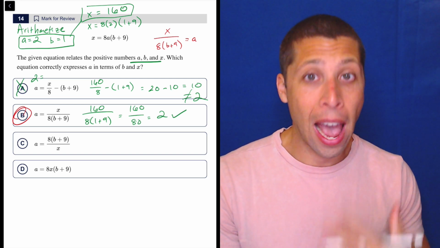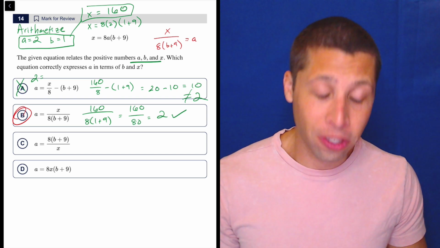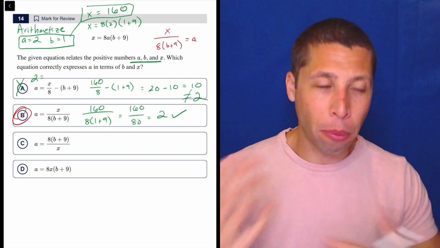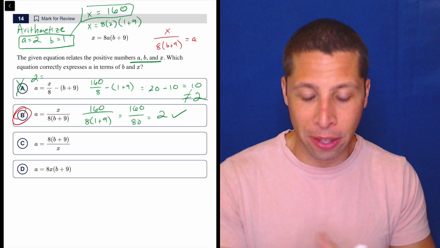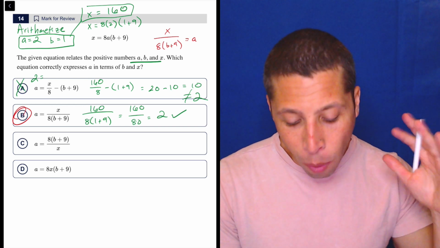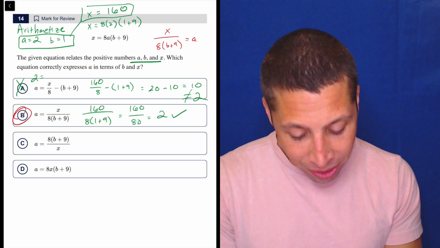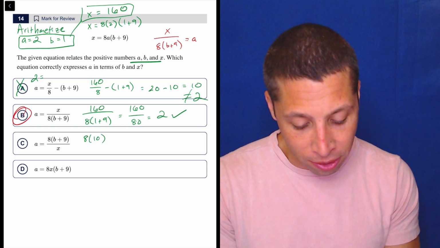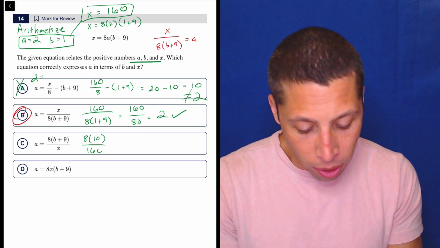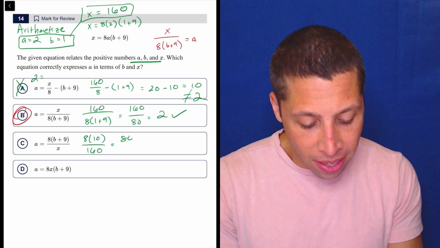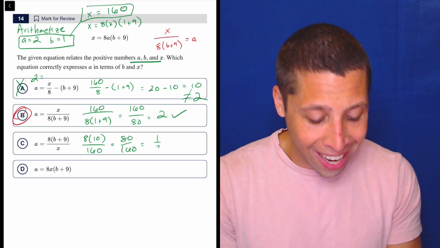Now, we do need to try all of the other choices because it's always possible that the numbers we picked happened to work in multiple answers. That's not the end of the world. It would just mean that when we're done with everything, we got to pick new numbers and try them in the choices that are left. And that's kind of why I picked A being 2. Because if I made A equal to 1, then choice C would have worked as well, right? This is 8 times 10 over 160. So that for us is 80 over 160, which is a half.